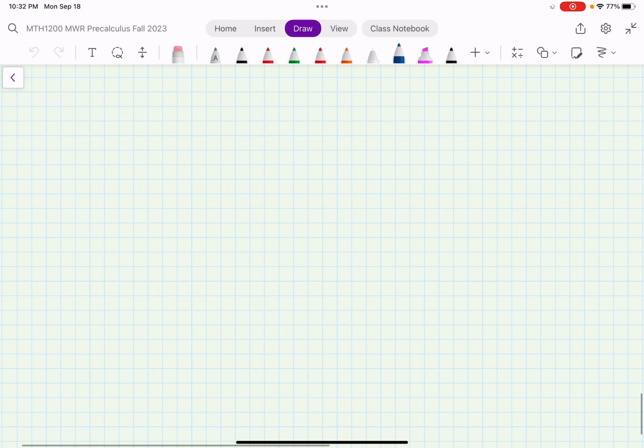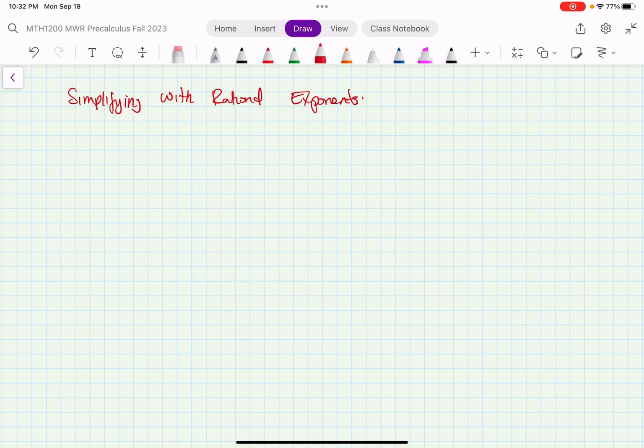Alrighty, so here we are with the next topic. The next topic is simplifying with rational exponents. Okay, so let's look at the first problem. The first problem is negative 32 to the negative 4/5. So how can you simplify this?